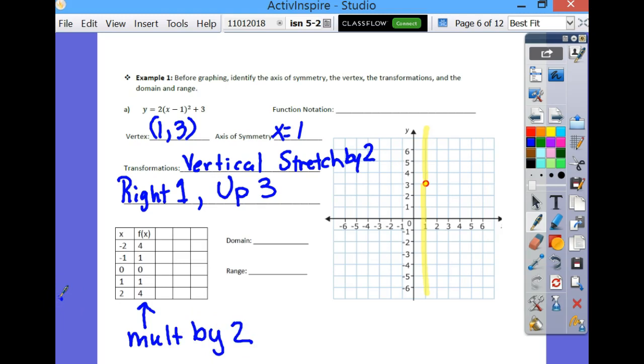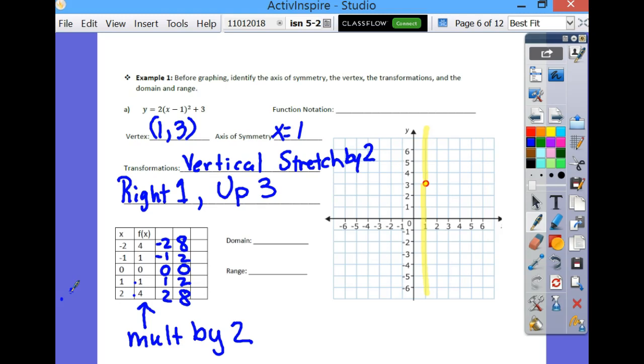I think it's easier to do the stretches using the table. To move it left, right, up, and down, you don't necessarily need to use the table, but for the stretches, it's really helpful to use the table. The x values are going to stay the same. The y values are going to multiply by 2. 4 times 2 is 8. 1 times 2, 0 times 2, 1 times 2, 4 times 2.